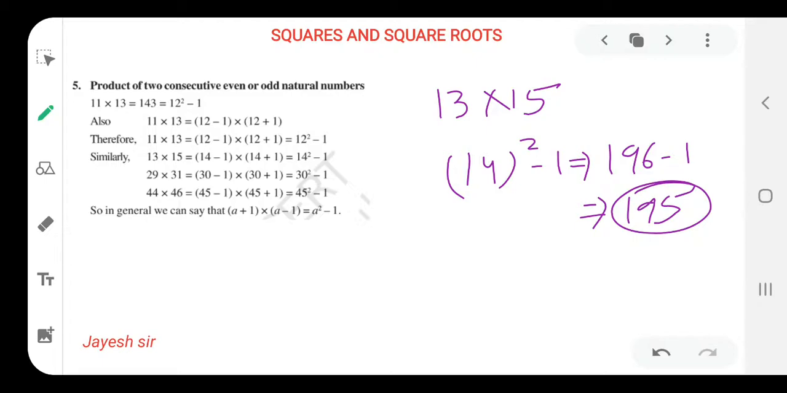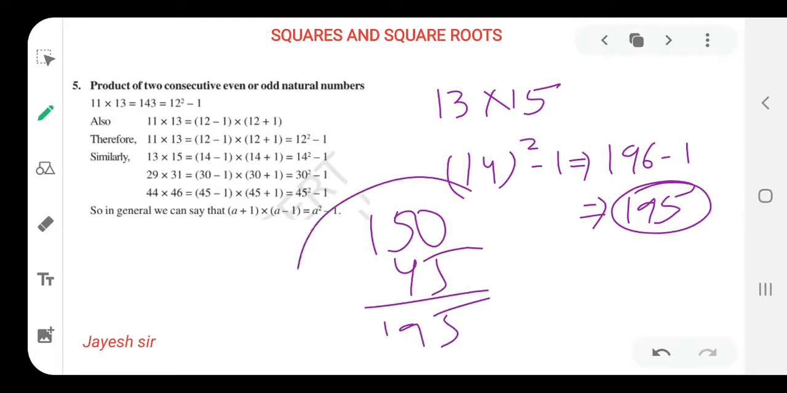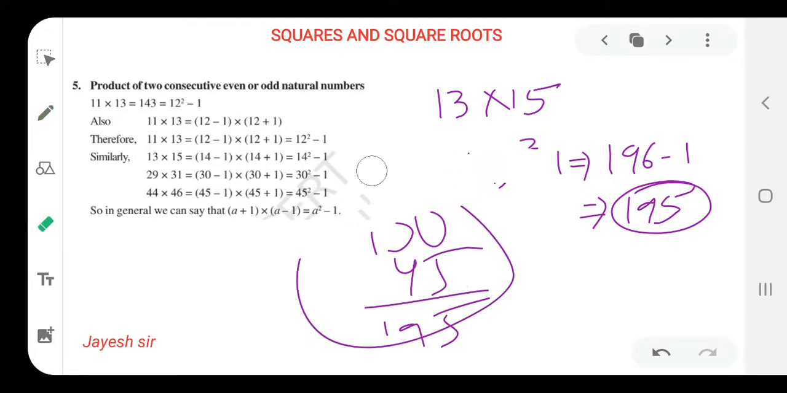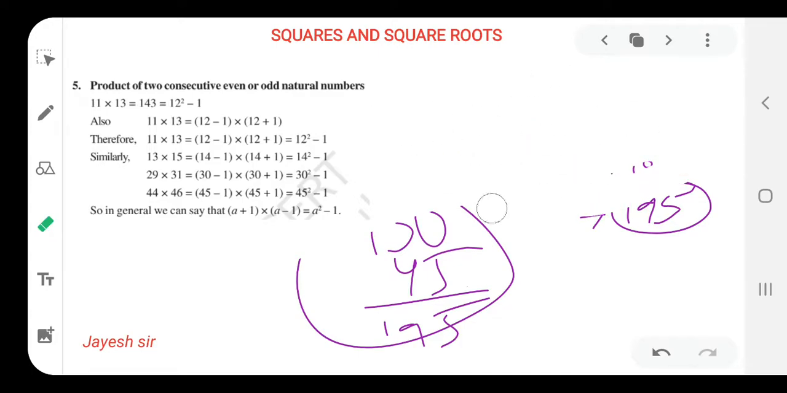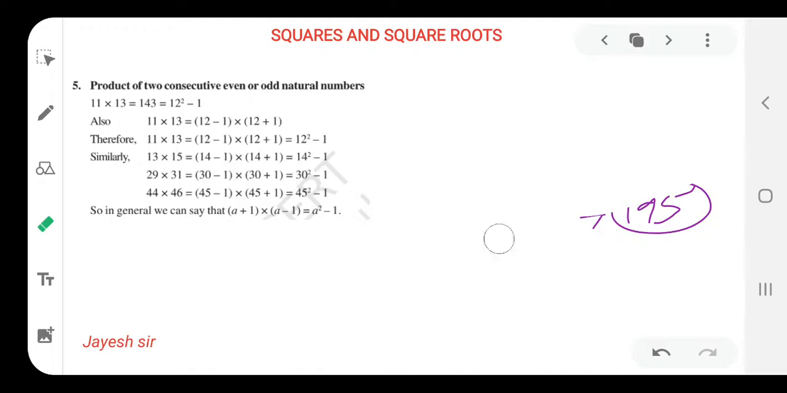If you are having doubt, then you can multiply 15 into 10. I know 15 into 10 is 150, 15 into 3 is 45. So the answer is 195. That means I am getting the correct answer. I hope you all might be getting it. If you are still having doubt, you can check by your method by normally multiplying it. But if you learn this method, you will be easily able to solve and multiply faster.